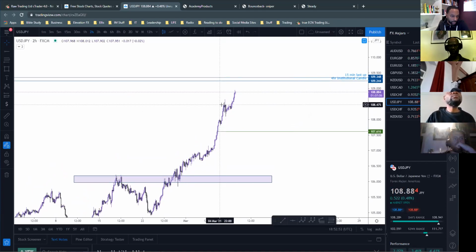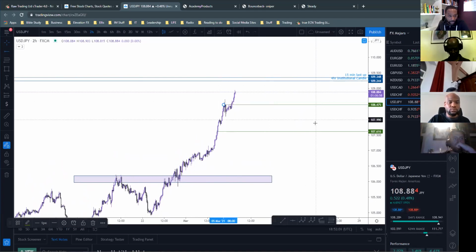Let's take this level here. This is a clear structure here that the price will have some response around this area. So we'll take that as TP1. Still a nice trade. We'll take this as TP2, and we'll take this level down here as our TP3.